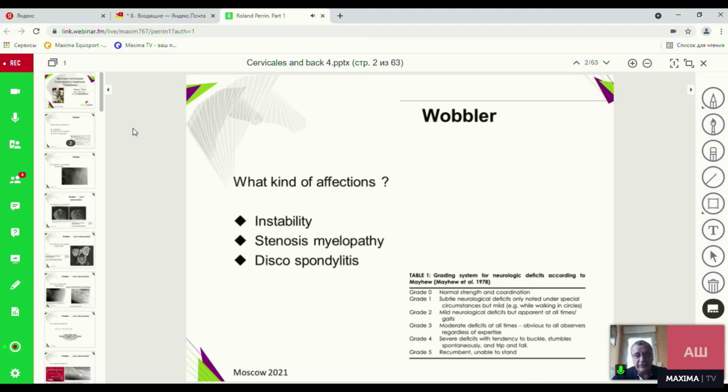So, in fact, we have three kinds of affection which can cause this Wobbler syndrome. We have instability, the stenosis myelopathy, and the discospondylitis we were talking about a few minutes ago.